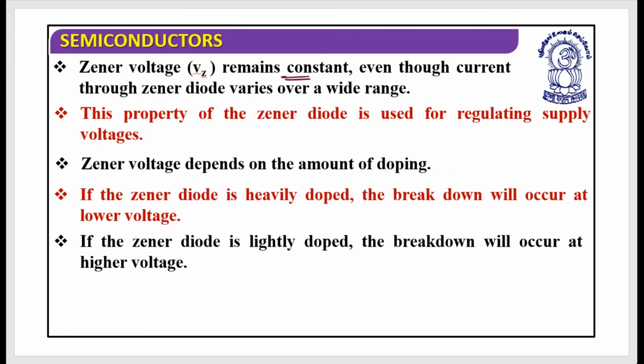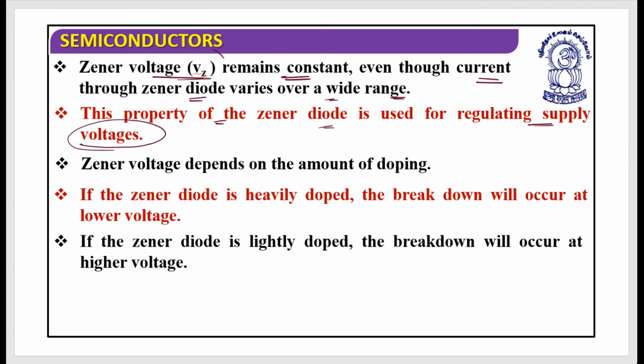Zener voltage remains constant even though the current through a Zener diode varies over a wide range, and this property of the Zener diode is used for regulating supply voltages. I repeat it one more time.